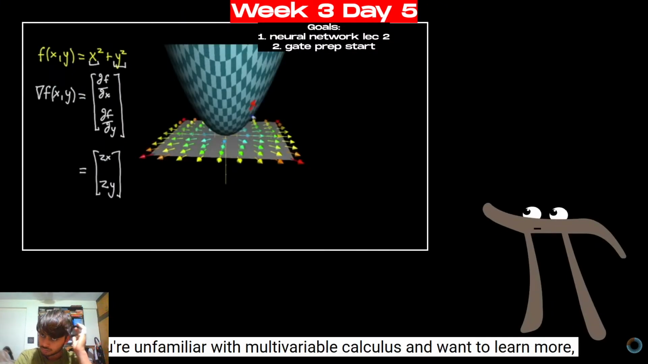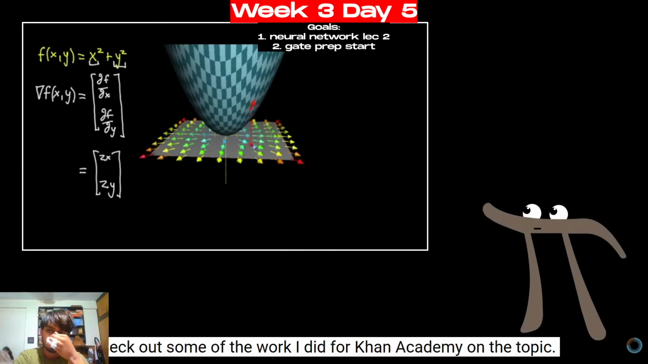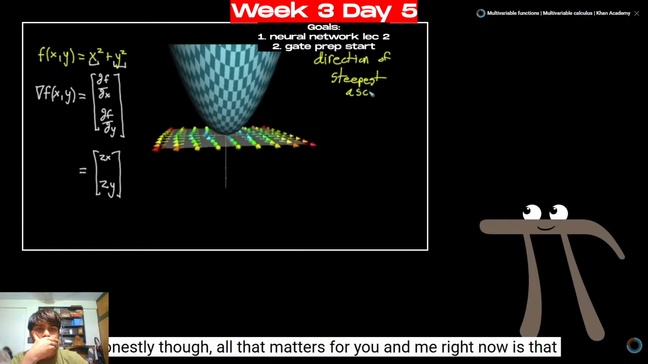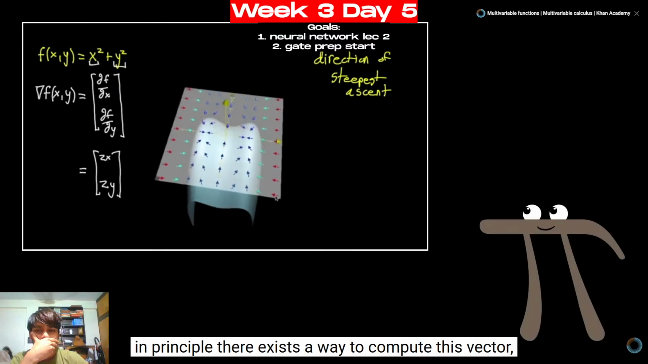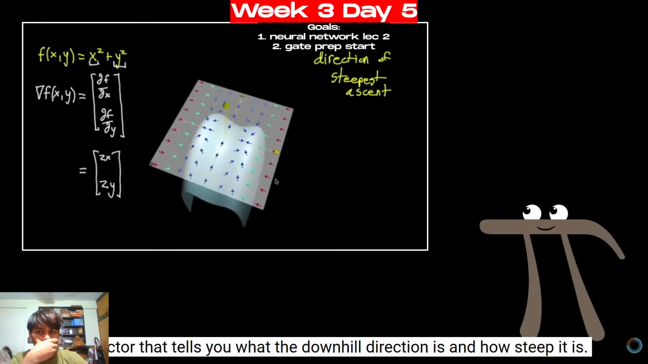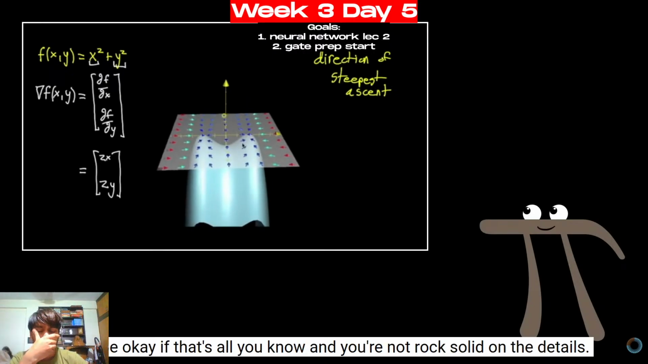Now, if you're unfamiliar with multivariable calculus and you want to learn more, check out some of the work that I did for Khan Academy on the topic. Honestly though, all that matters for you and me right now is that in principle there exists a way to compute this vector that tells you what the downhill direction is and how steep it is. You'll be okay if that's all you know and you're not rock solid on the details.